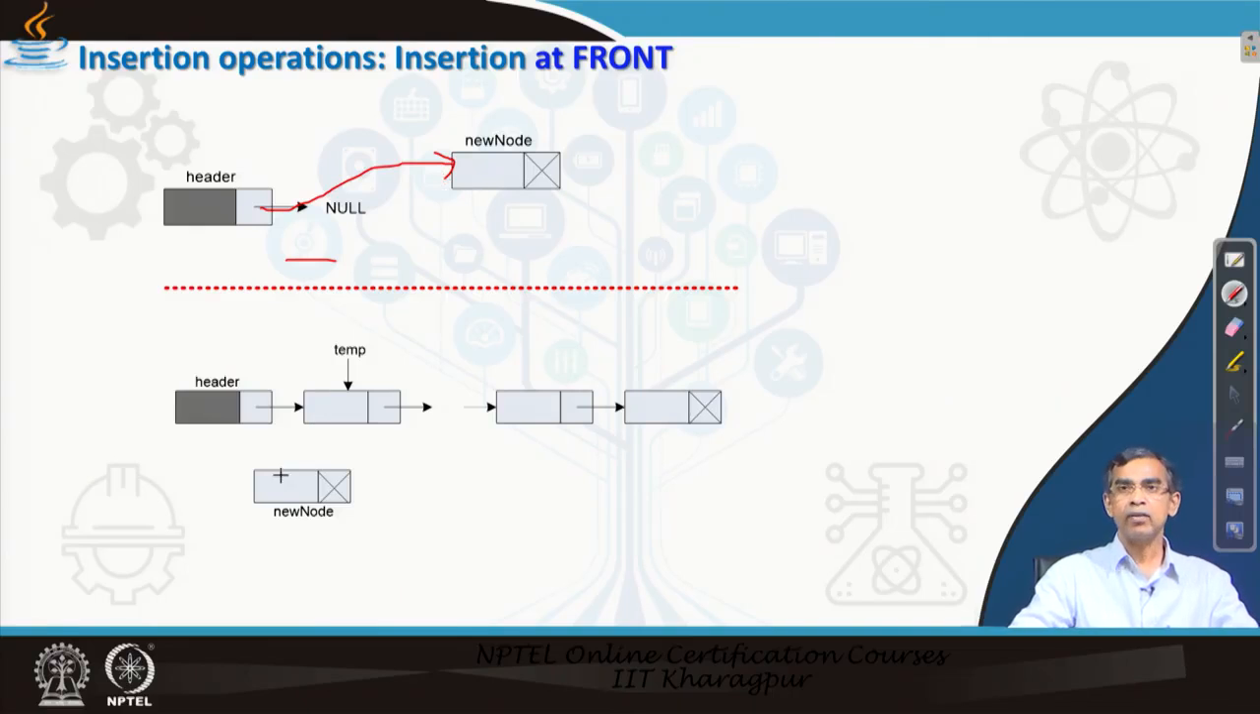On the other hand, in the second case, this is the new node, and we have to make it point to the first node, which the header points to. So, the header points to this temp. New node dot next is equal to temp, if temp is the address of the next node. This basically makes the pointer to this one, and then finally header dot next should be equal to new node. This way, insertion at front will take place.